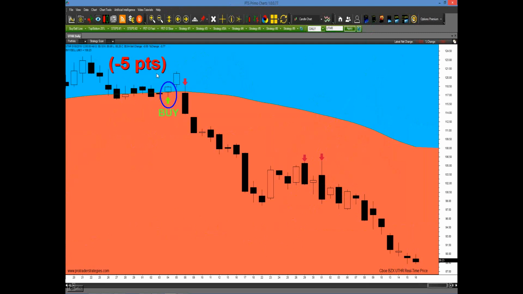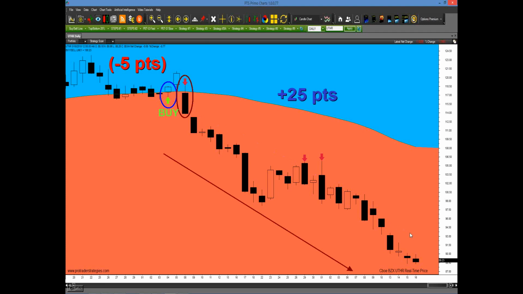Now, rather than throw your computer through the window and say, this Steve Primo guy's stuff doesn't work, remember, there are always signals being generated. Had you sat and sulked in the corner, you would have missed the very next setup, which was a sell signal, and it met the criteria again. It was intersecting the fluid buy-sell line. So had you taken that next one, instead of complaining about the first loss, you could have made back the 5 points and potentially captured another 20 points.